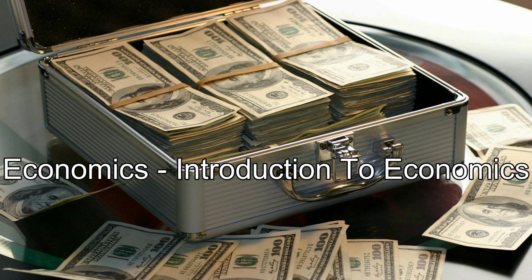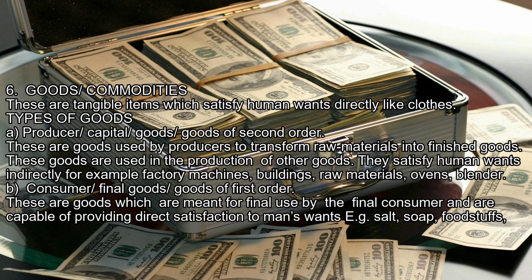6. Goods/commodities. These are tangible items which satisfy human wants directly, like clothes. Types of goods. A. Producer/capital goods/goods of second order. These are goods used by producers to transform raw materials into finished goods. These goods are used in the production of other goods. They satisfy human wants indirectly, for example factory machines, buildings, raw materials, ovens, blender.